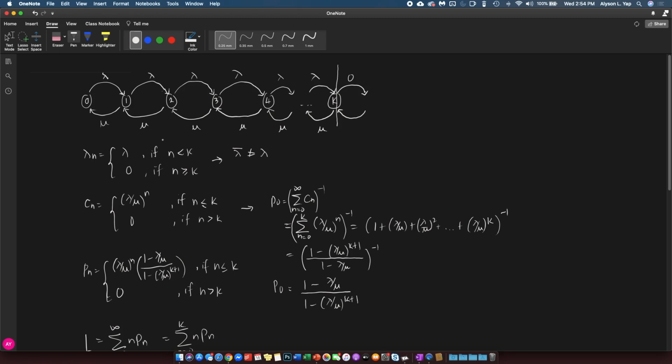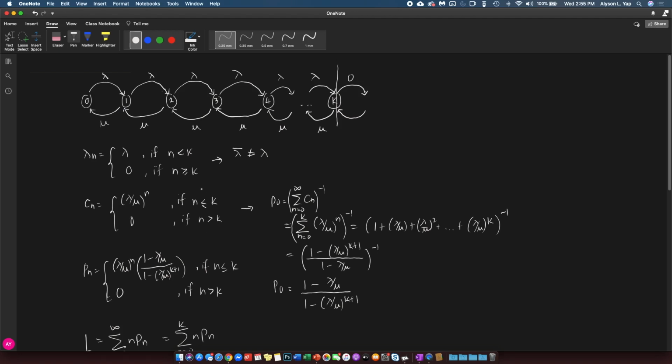Now, we will do the same process. We will get C sub n. C sub n is just the product of everything on top divided by the product of everything below. And therefore, as you can see, your C sub n is lambda over mu raised to n, if n is less than or equal to k. And because we are getting the product of everything above, once n is greater than k, the arrival rate is 0 already. Therefore, C sub n for n greater than k is already 0.